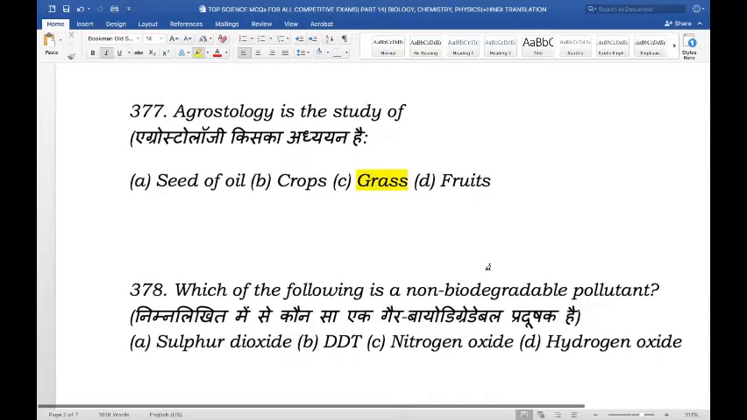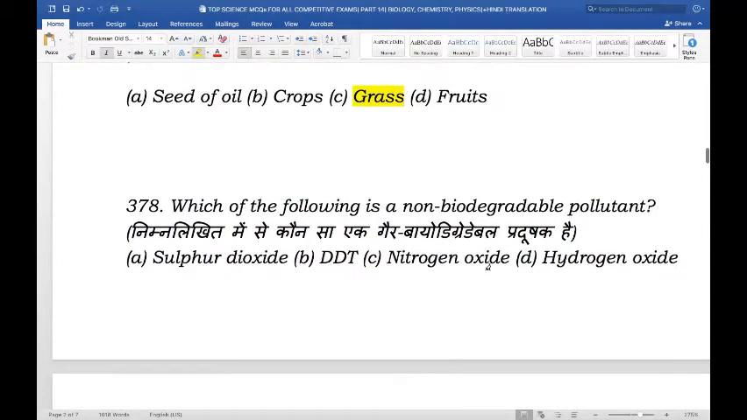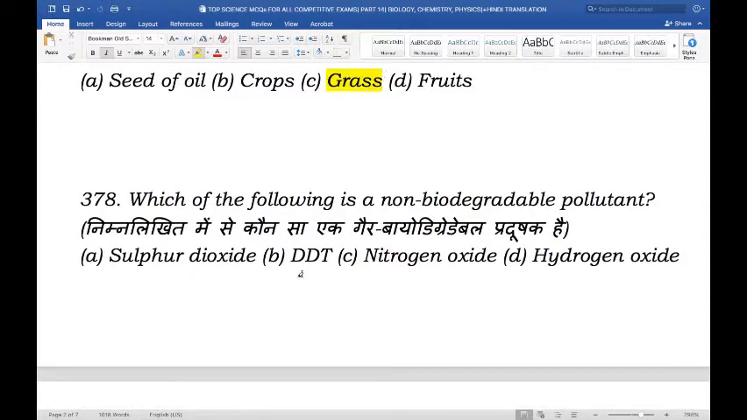Next, which of the following is a non-biodegradable pollutant? So which of these options is a non-biodegradable pollutant? Is it sulfur dioxide, DDT, nitrogen oxide, or hydrogen oxide? And the right answer here is DDT. It is a non-biodegradable substance because it cannot be decomposed by microorganisms and is capable of exerting its harmful effects on the environment. This is because, till date, no enzymes have been found in any microbes that can degrade DDT. Therefore, it is a non-biodegradable pollutant.